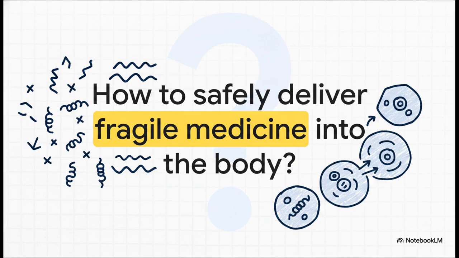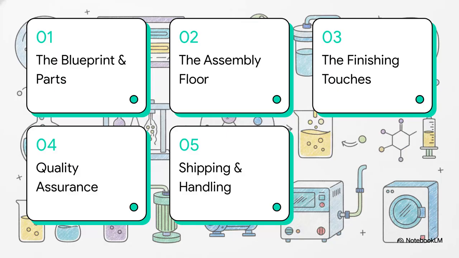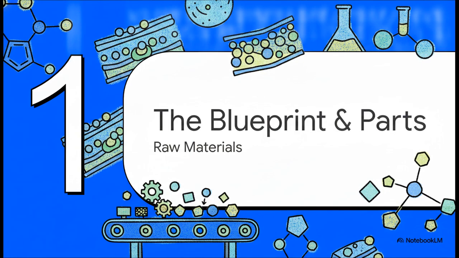It's an engineered, highly technical microscopic delivery vehicle that's designed specifically to protect that cargo and navigate the body's super complex environment. So here is our roadmap for today. First, the blueprint and parts. Then, the assembly floor. Number 3, the finishing touches. 4, quality assurance. And finally, shipping and handling. All right, starting off with Section 1, the blueprint and parts.